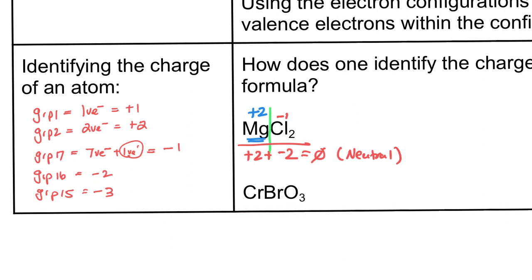Now we'll do the same process here. We're going to go ahead and identify the first atom. So we're going to break it right here. We're going to say that this atom here is a positive. We don't know what the actual number is, but we can use a number of tricks to help us out.